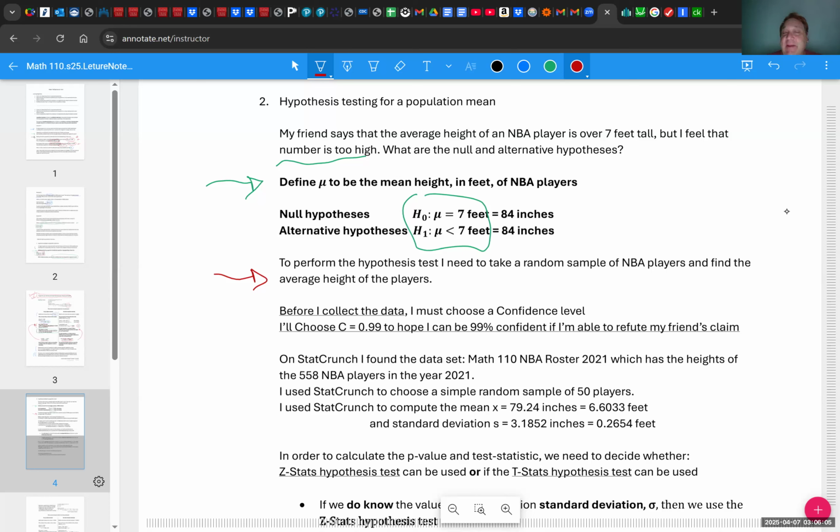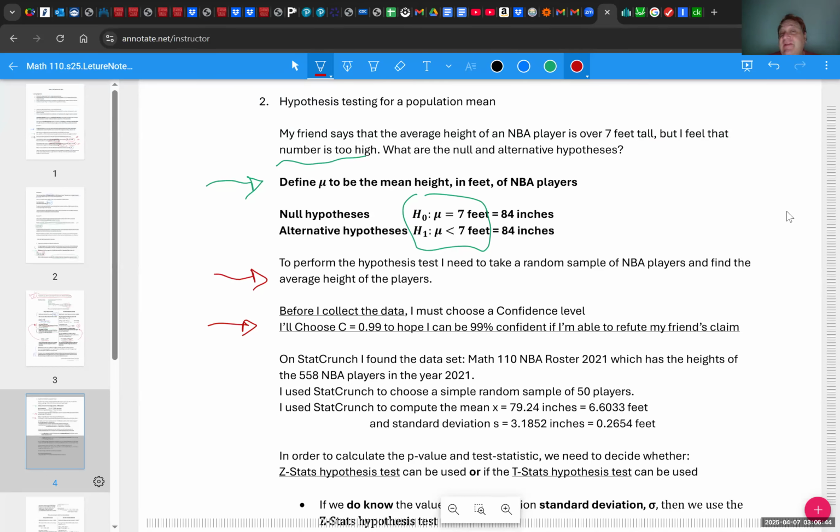All right, I've gone on a segue, so let's get back to the focus. Before I collect the data, I must choose a confidence level. And for this problem, I didn't do any pre-selecting. For this example, I chose a confidence level of 99%. I hope I can be 99% sure that I'm able to refute my friend, because I think she is way wrong. So before I do any data collection, I think I can be 99% confident that her claim that the average height is over 7 feet tall is not correct.